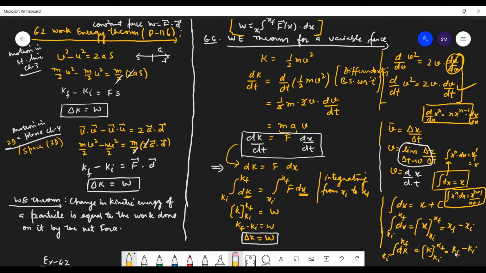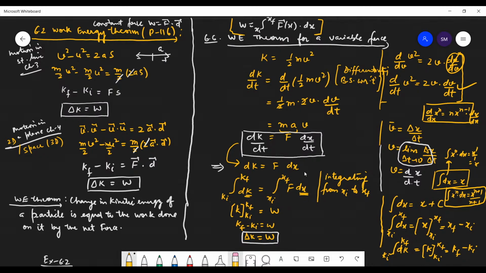Similarly, the integration of dK is K, and then put K equal to Kf, and K equal to Ki, giving Kf minus Ki. Integrating this side, see, this is the formula of work done for a variable force, which is equal to W. That is the definition of work done for a variable force. And here, putting the values of K, final minus initial, delta K is equal to the work done.